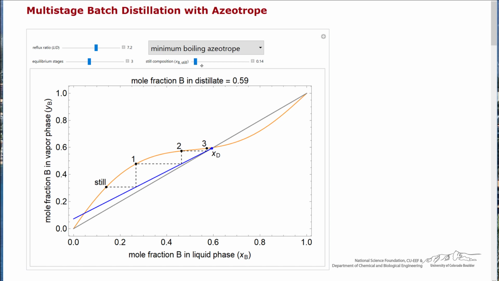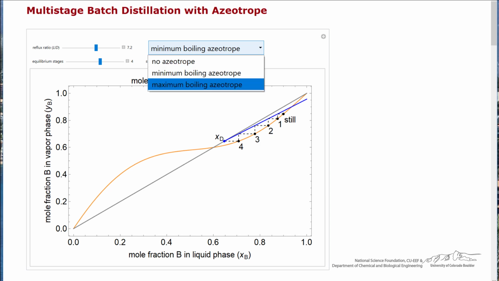Now, where the still is located, you'll notice the mole fraction of B is higher in the vapor phase than the liquid phase under these conditions. If I move up here now, the mole fraction of B in the vapor phase is lower than in the liquid phase. But again, as I increase the number of stages, I approach the azeotrope. So this is minimum boiling.